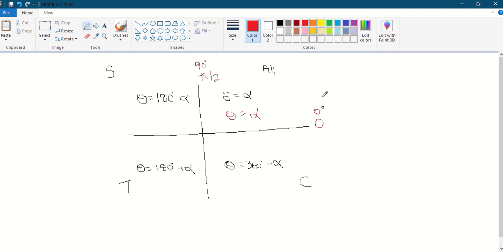0 radian is equivalent to 0 degrees. Right here we have 180 degrees, which is equivalent to pi radian. Right here we have 270 degrees. It is equivalent to 3 pi over 2 radians. And lastly here we have 360 degrees, which is equivalent to 2 pi radian.